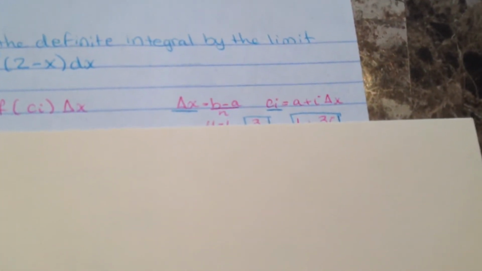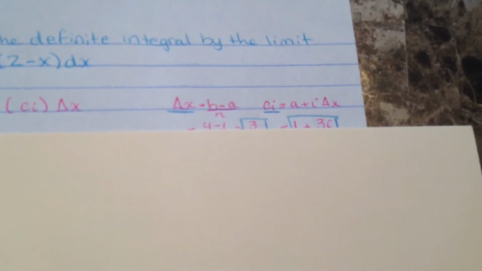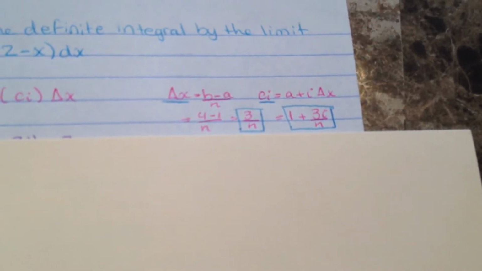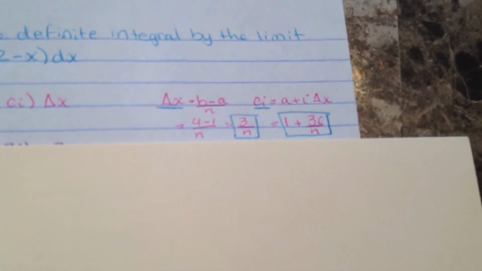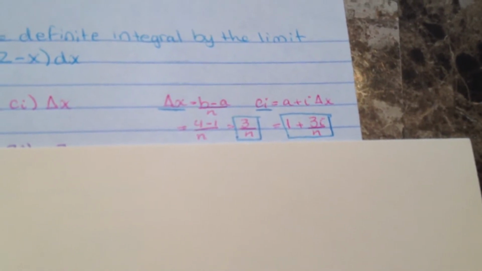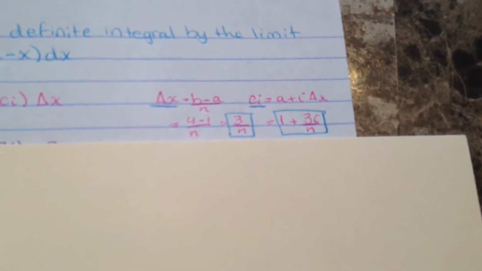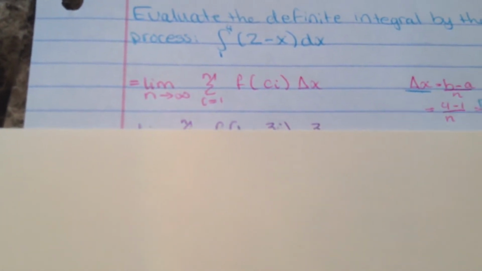So our delta x is going to be (b minus a) divided by n, so it's 4 minus 1 divided by n, which is 3 divided by n. And then c_i is a plus i delta x, which is 1 plus 3i divided by n. And then we're going to put it in the equation.